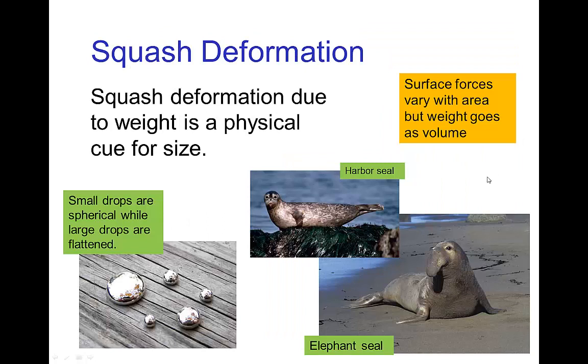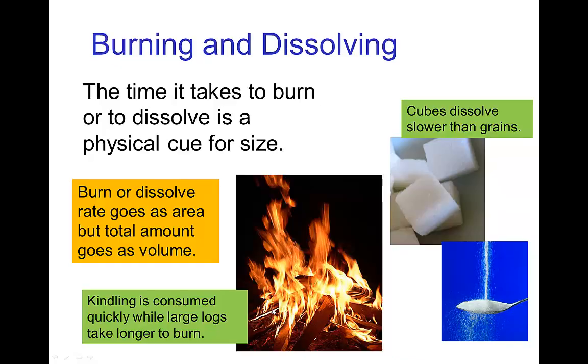Similar to this is the squash deformation, because the surface force that maintains the shape of something varies with area, but the total weight of what's being maintained is proportional to volume. So small droplets tend to be more spherical, larger droplets tend to be more flattened, and we see similar shape dependence in these animals like the harbor seal, which is smaller, and the elephant seal, which is larger.